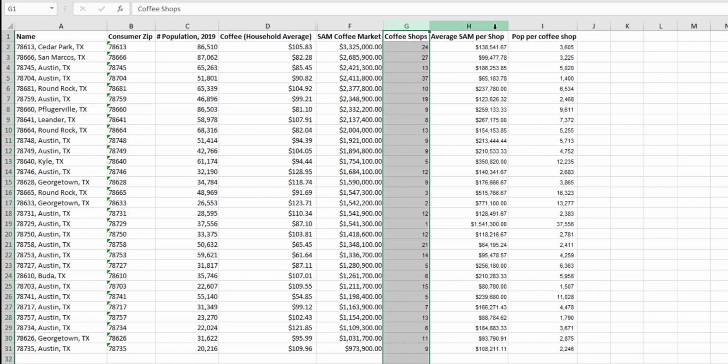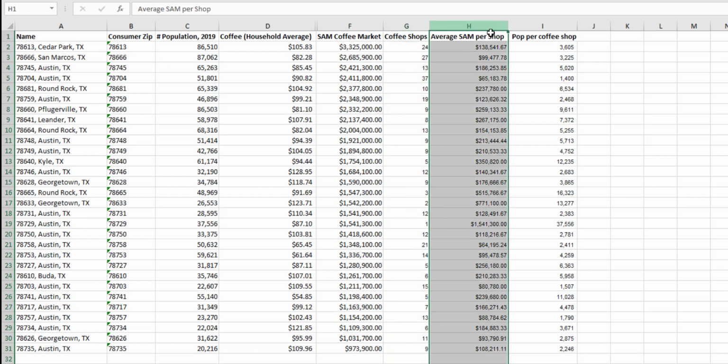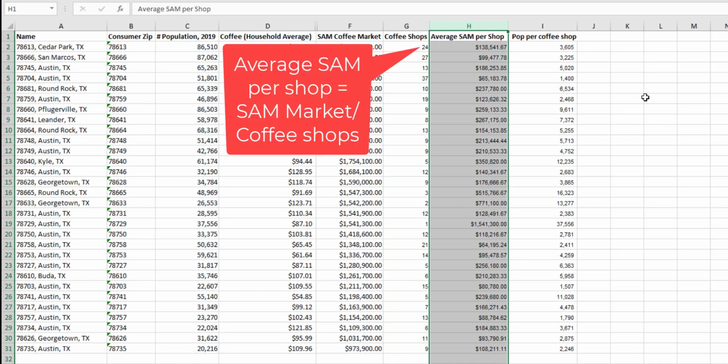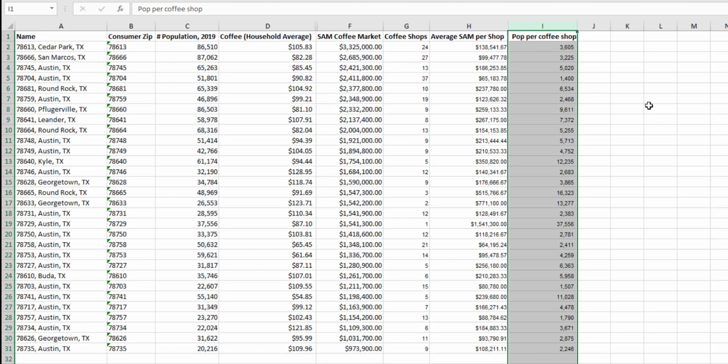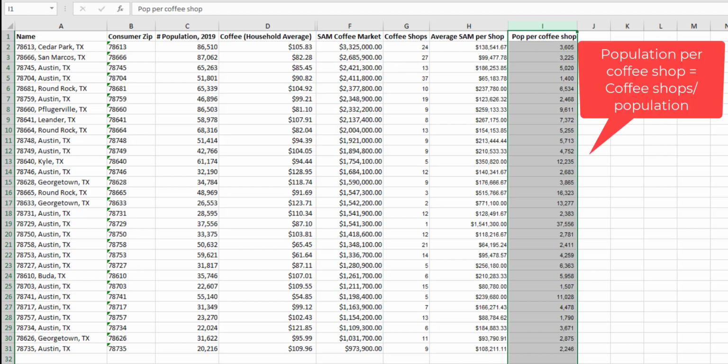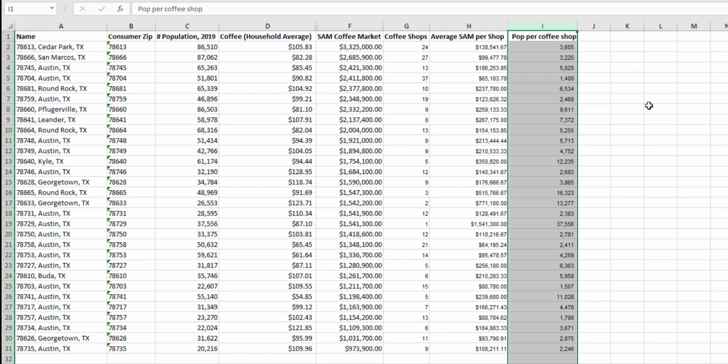I did a little bit of calculation here and found the average serviceable addressable market potential, or opportunity, per coffee shop. I also looked at the population per coffee shop. I was able to pull this data together in a relatively quick analysis, just to help narrow down where I can be looking for the greatest opportunities within a pretty large area, an entire metropolitan area, 5 counties, more than 2 million people. This is going to help me focus my location efforts.